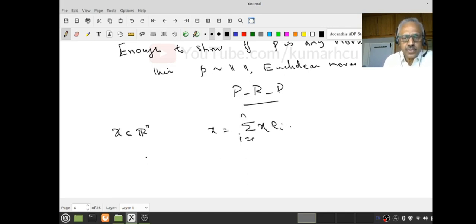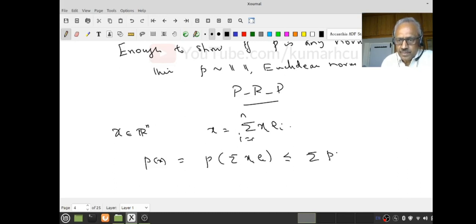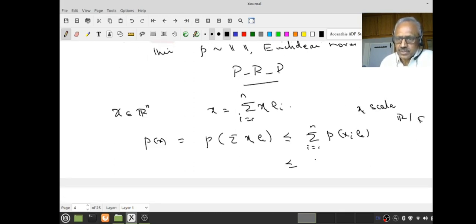Right? Therefore, P of x will be P of this summation xi ei, but that will be less than or equal to, by triangle inequality, the summation of P of xi ei, i equal to 1 to n. Right? This is by triangle inequality. But remember, xi's are scalars, maybe complex scalars or real scalars. Therefore, this is equal to mod xi times P of ei, i equal to 1 to n.